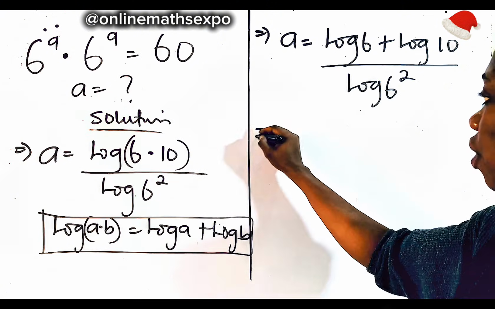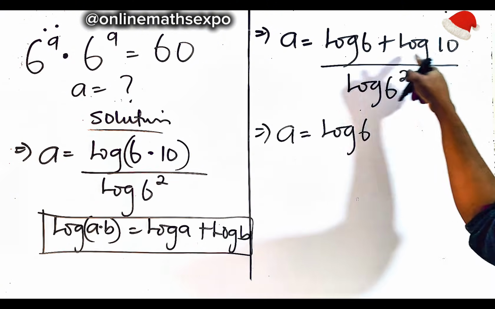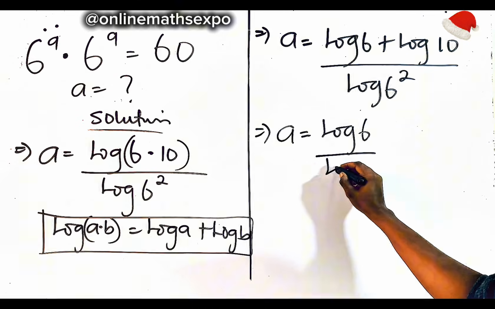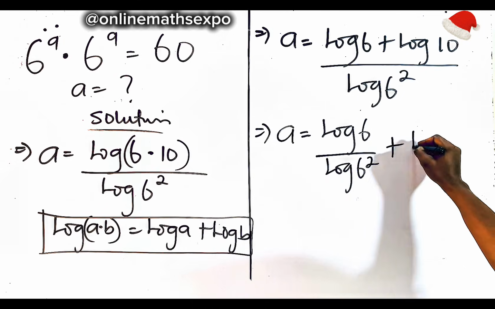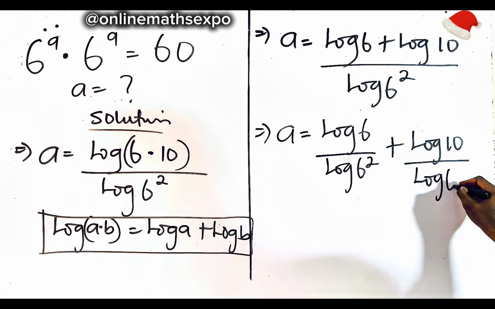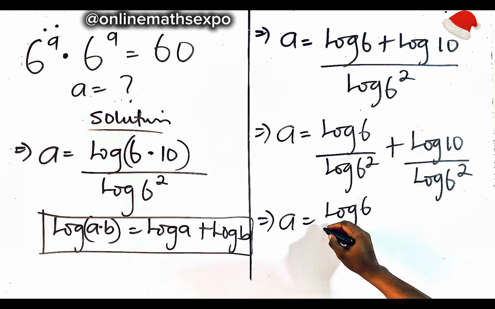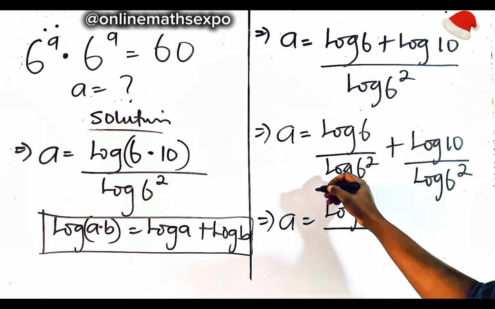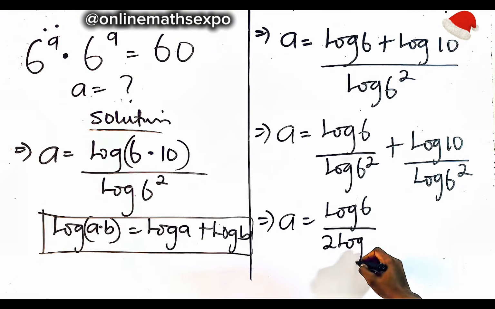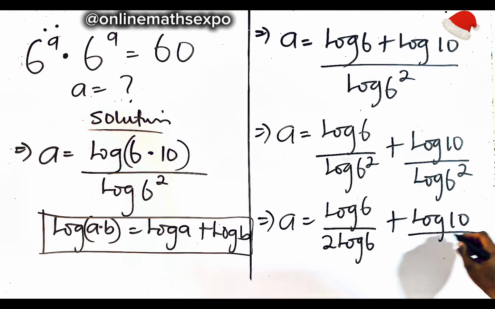Now we keep simplifying. We can use this to divide each numerator. So you have log of 6 squared plus log of 10 divided by log of 6 squared. Now remember, the power of the log multiplies. So it gives us 2 log 6 plus log of 10 divided by 2 log 6.